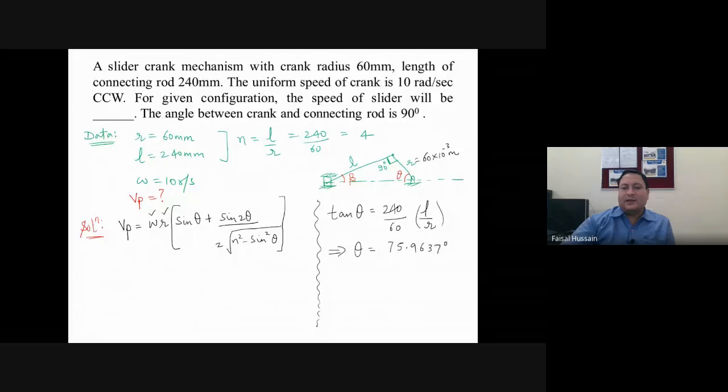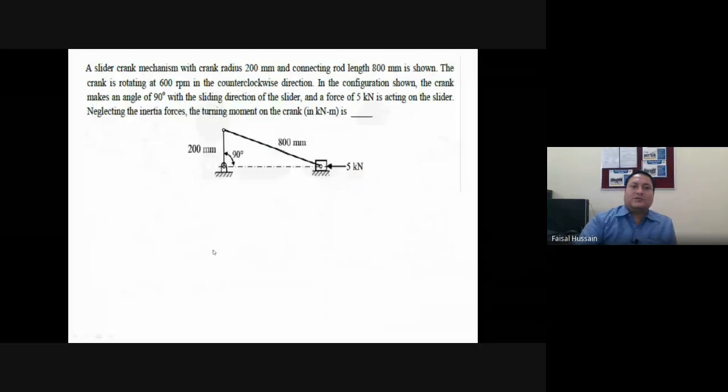75.9637 degree. So substitute theta as 75.96. From here you will get the answer, and it is approximately 0.6184 meter per second. After substituting all these values of omega, r, theta and n, you will get this answer. Now come to the next problem.